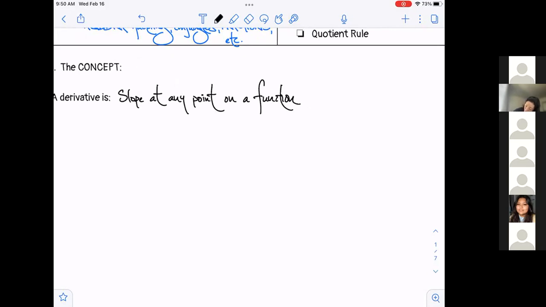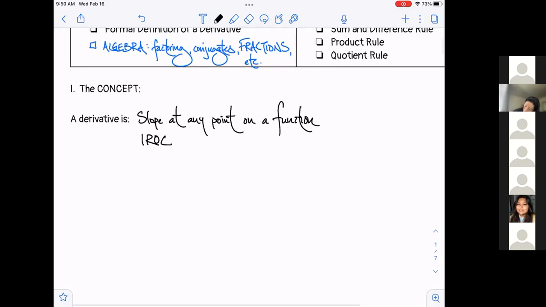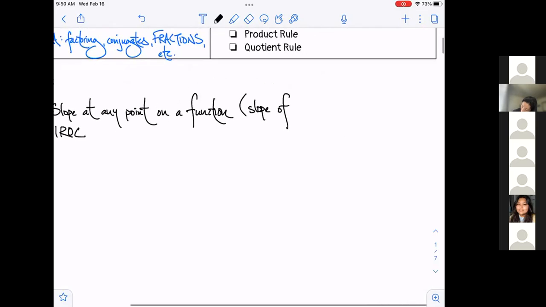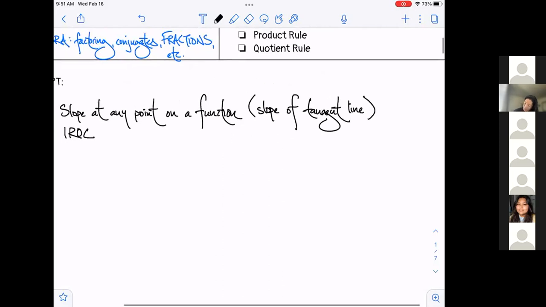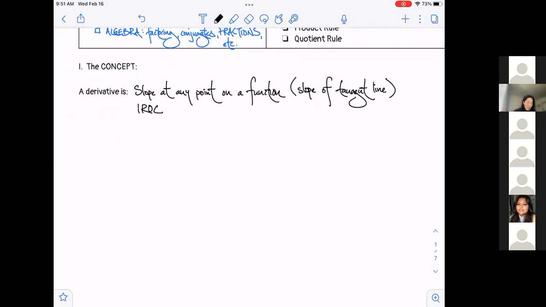We can also think of it like the instantaneous rate of change. Okay. So slope at any point on the function, instantaneous rate of change, great. And since we're looking at a single point, this is usually the slope of the tangent line. Okay, so all good words to sort of keep in our brain when someone says, we're finding a derivative.